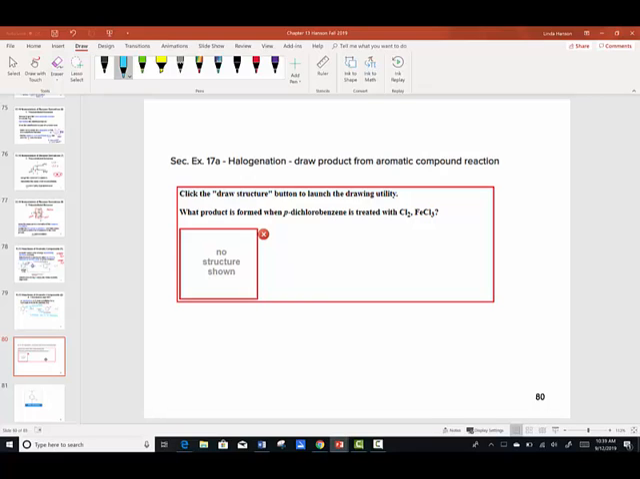Let me model one from your homework just to give you an idea. It's called halogenation of an aromatic compound. So when we think about aromatic compounds, we automatically know that this is discussing our benzene. So if I think about drawing a structure, when the product formed when paradichlorobenzene is treated with chlorine and iron chloride. Let's begin by taking these words and beginning to turn them into a structure.